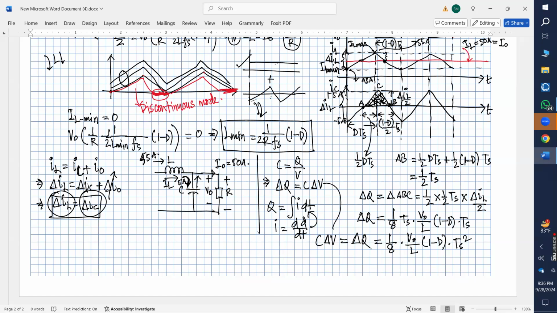From here, we can write it down, right? Yes, sir. So what should be the value of C? C should be 1 over 8 multiplied by V naught over del V, multiplied by 1 by L, (1 minus D). And instead of this TS square, we can write it as Fs whole square, right? This should be the value of C.